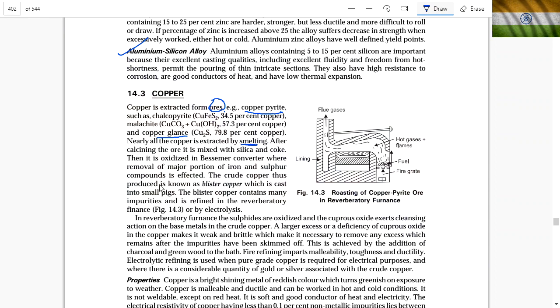The crude copper thus produced is known as blister copper, which is cast into small pigs, right? The blister copper contains many impurities and is refined in a reverberatory furnace, and by electrolysis, as you saw in the aluminium.